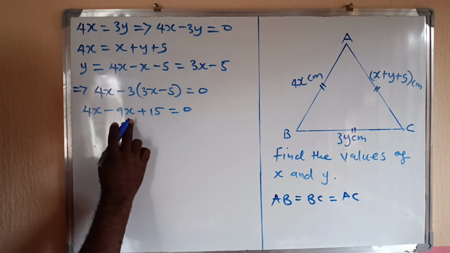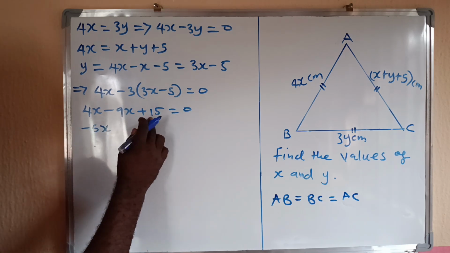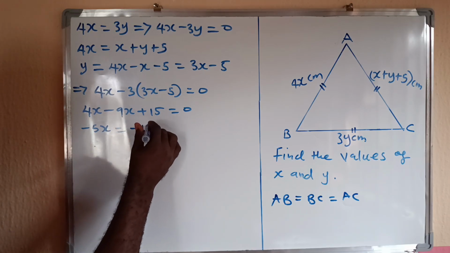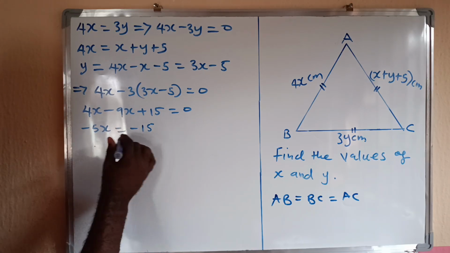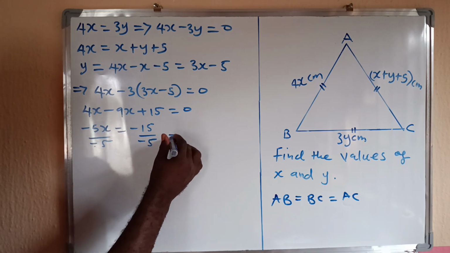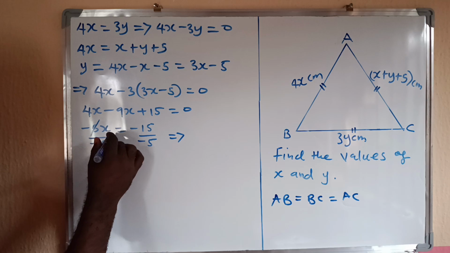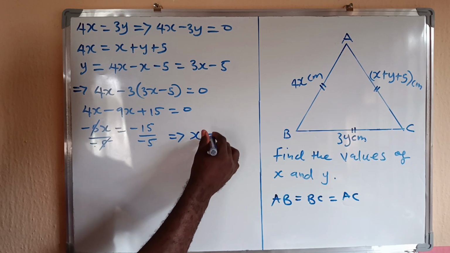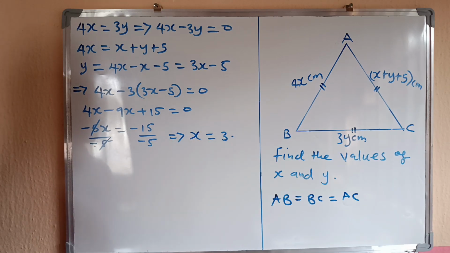So if I subtract this, I will have minus 5x. I will take the plus 15 over, and I will have minus 15. So if I divide both sides by minus 5, this cancels this, and then minus 15 divided by minus 5 will give me 3. This implies that the value of x is 3.